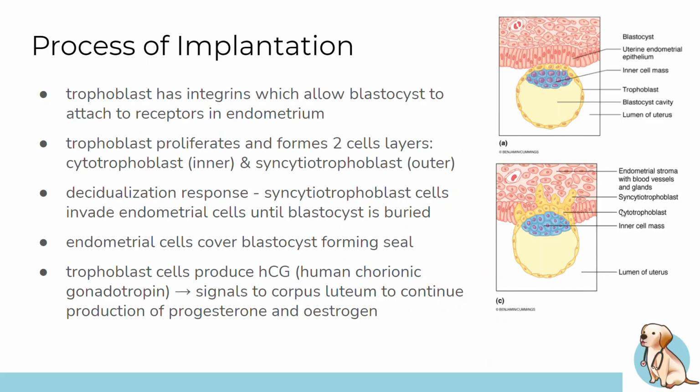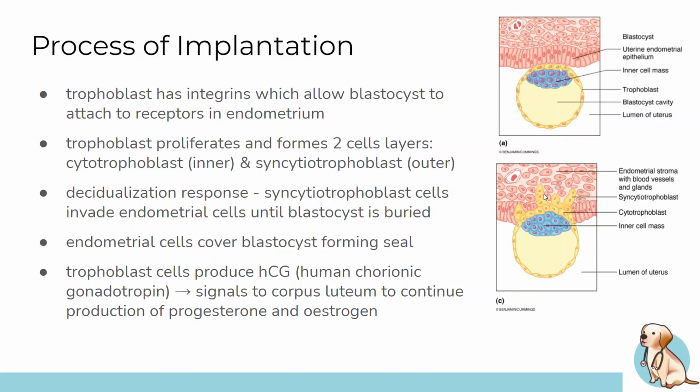The trophoblast layer splits into two layers. The inner layer is the cytotrophoblasts, and the outer layer is the syncytiotrophoblasts, which are involved in the decidualization response. That's where the blastocyst buries itself in the uterine wall, like you can see in this bottom image here. The cells are invading so that it basically can't get sucked away.